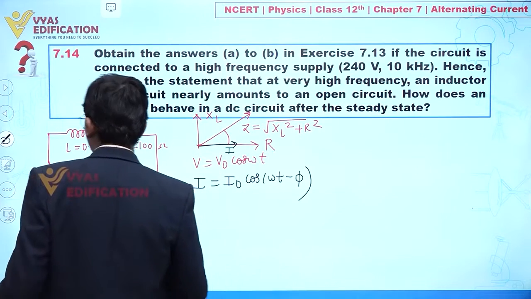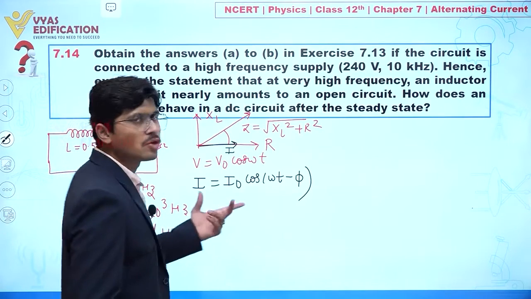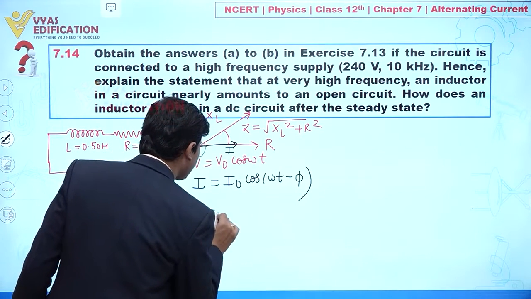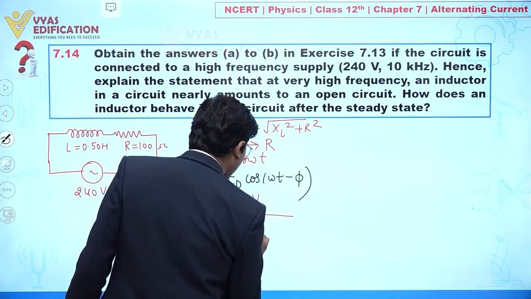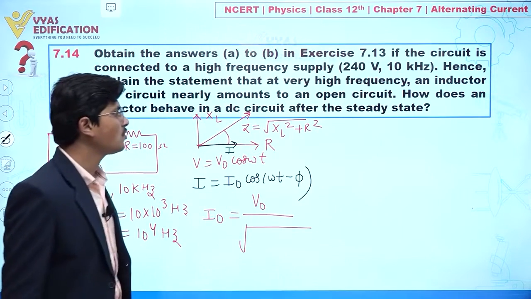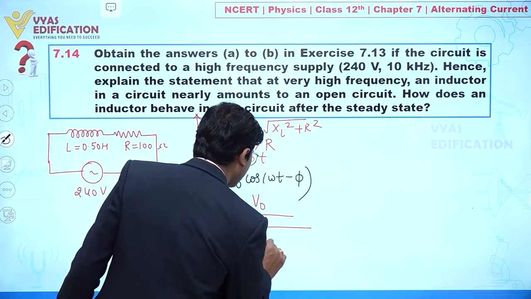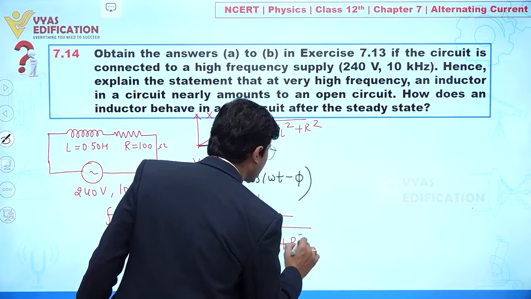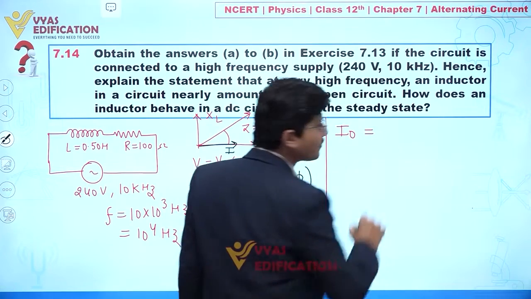So can we find the value of I naught? I naught means the maximum value of current, and this is given by V naught upon the square root of, why I am saying square root, because we have to write the impedance. So the value of Z is given by the square root of XL square plus R square. So from here I can write the value of I naught.